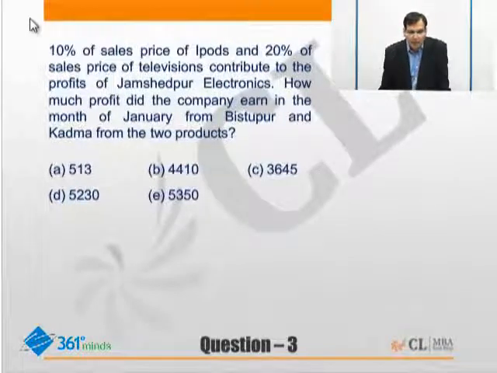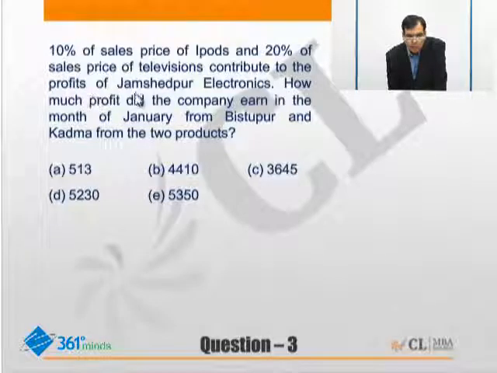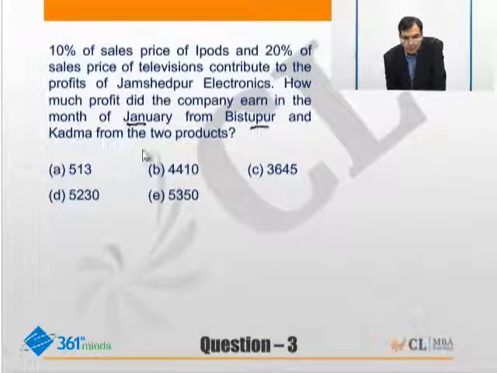10% of the sale price of iPods and 20% of the sale price of televisions contribute to profits in Genstrator. How much profit did the company earn in the month of January from Vistupur and Karma? January, Vistupur and Karma, iPod and television sales are required.